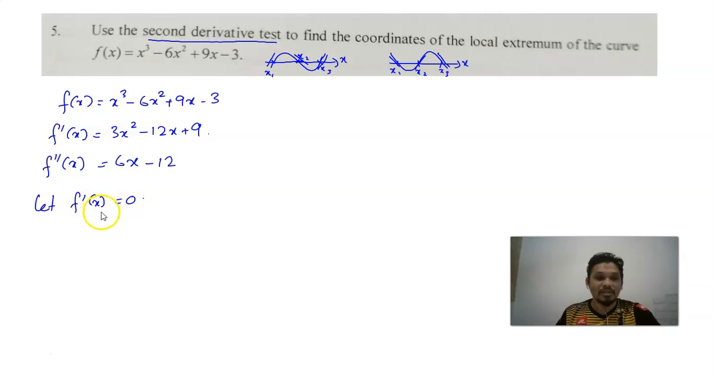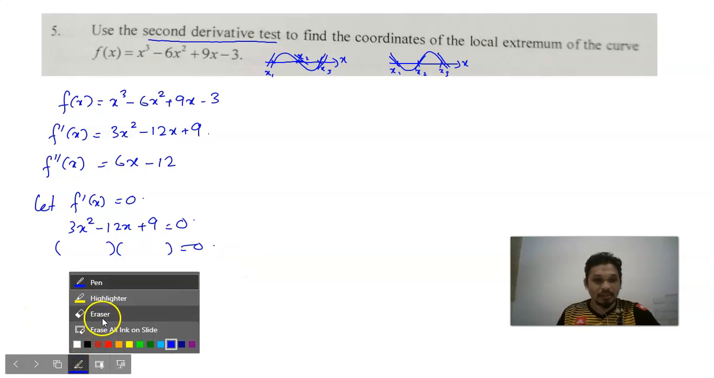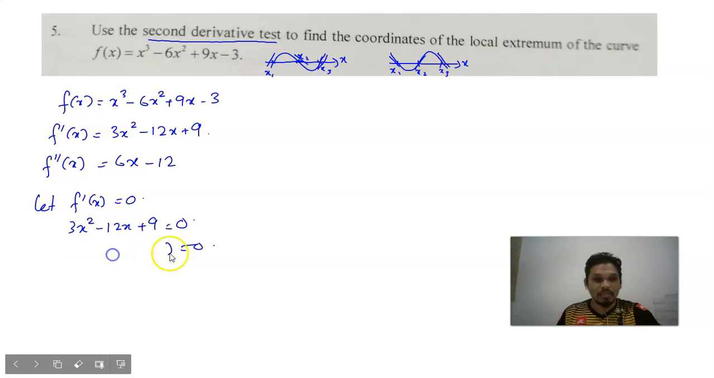Let f prime x equal to 0, 3x squared minus 12x plus 9 equal to 0. So then factorize this. Before that, I think we can simplify this. Then divide by 3, come out with x squared minus 4x plus 3 equal to 0.